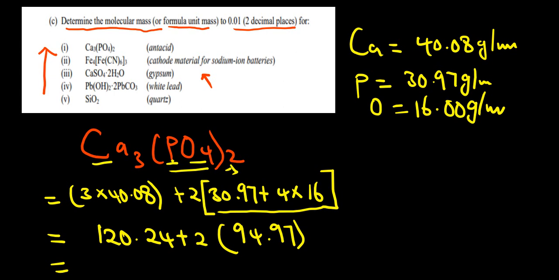Okay, so we have 120.24 plus 2 multiplied by 94.97. Okay, so I'm getting my molar mass as 310.18 grams per mole. Okay, so that there will be our molar mass for this first element there, or you can say the molecular mass. Alright, let's solve the second one now.